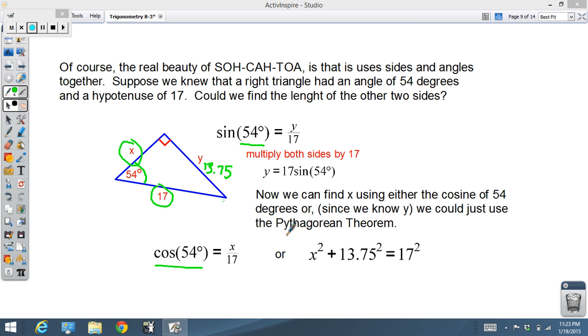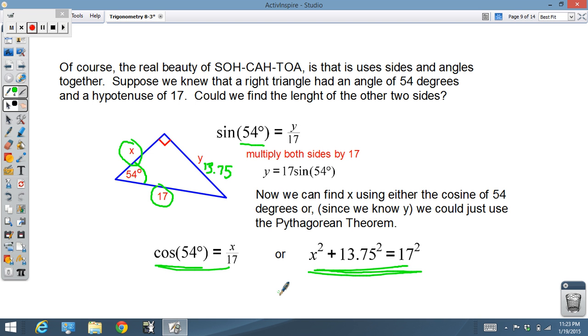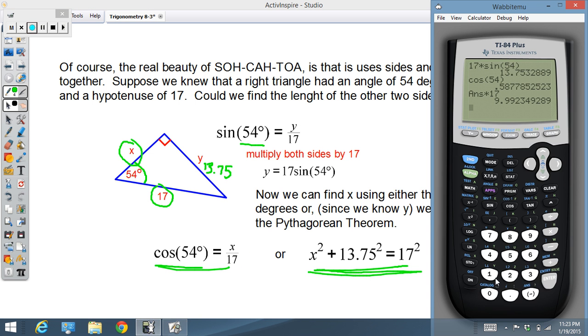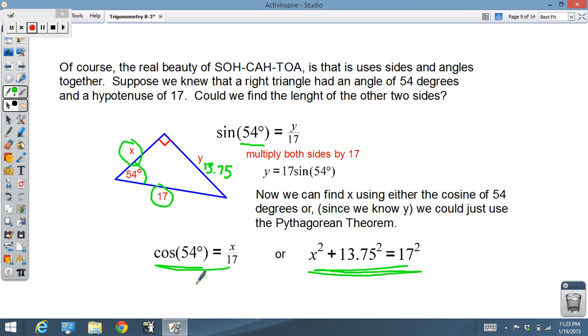All right. Now, we could do it that way, or we could go back to our old handy little Pythagorean theorem where we could do 17 squared minus 13.75 squared. Enter. Take the square root. You know where I'm going with this. Take the square root and get our same answer, right about 10. Okay? So, it's all got to work. Hope that makes sense, folks.